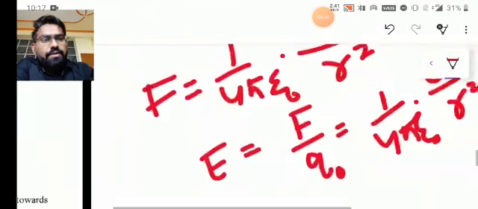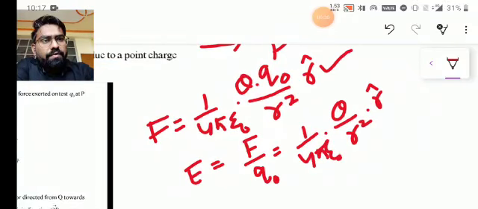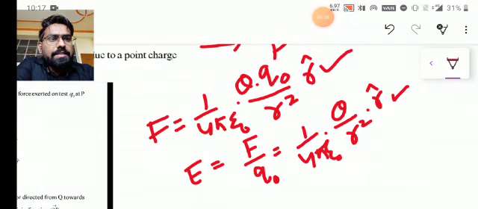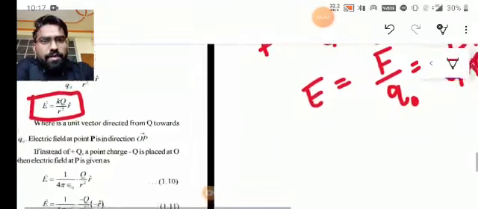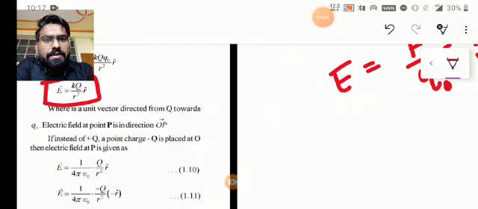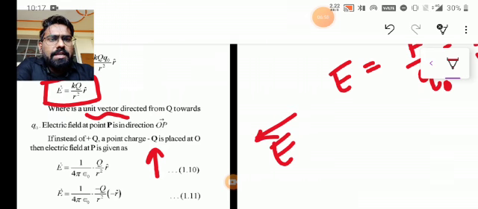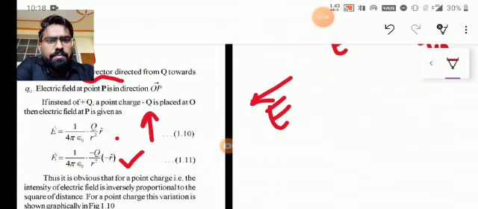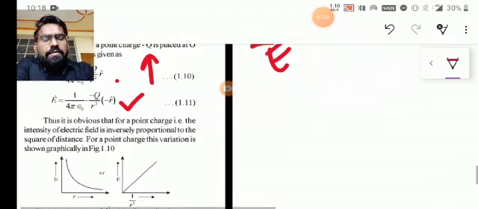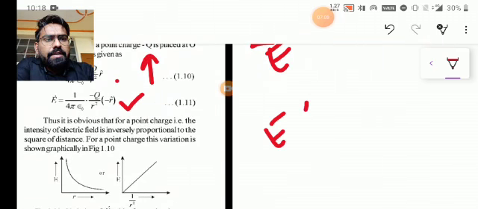Now if you observe, the direction of force and the direction of the electric field intensity is the same. Clear? Okay, so you can also verify that electric field is a vector quantity, and it depends on the direction. You can also pick a negative point charge. If you pick a negative point charge, then the electric field intensity is in the opposite direction. So you can also determine it for the positive point charge. Okay, clear?